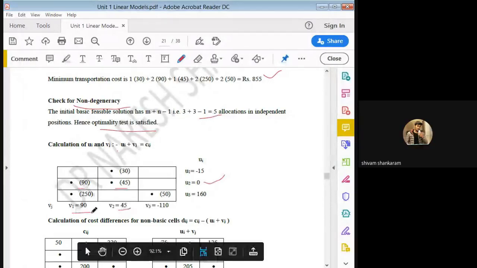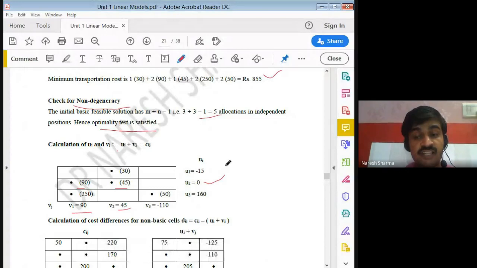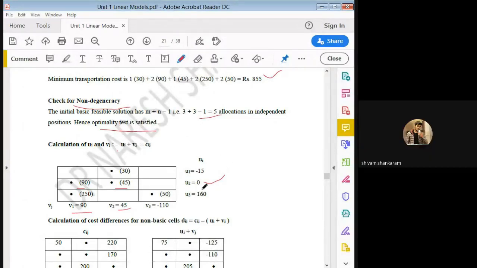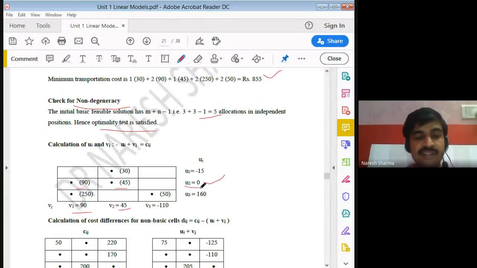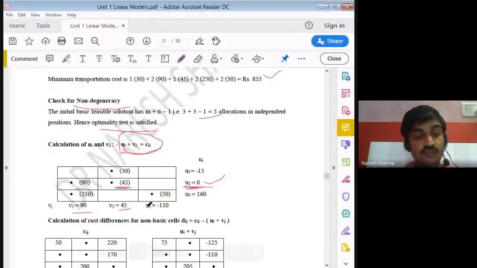Now, will the u and v be given in the question? You can calculate yourself. We are calculating here by using these allocations. So we choose one value equal to 0. If we choose u2 equal to 0, by using this formula, we just shift this to the right hand side, that is c minus u is v. So this cost minus this 0 is equal to 45. Similarly, 90 minus 0 is your 90.